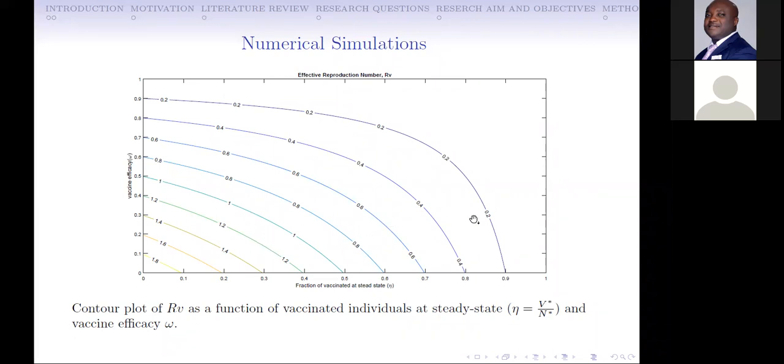At the steady state, the high value of vaccine efficacy and the fraction of individuals vaccinated at the steady state are needed in order to control TB in a population. That is for us to achieve R0 less than 1.